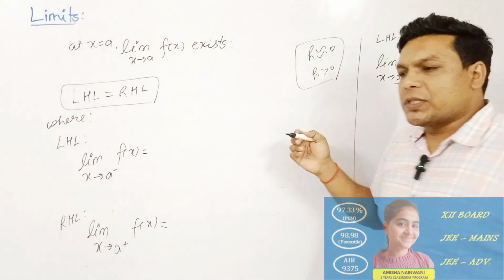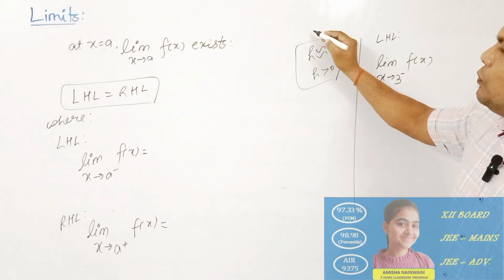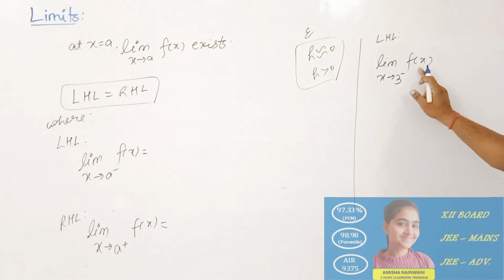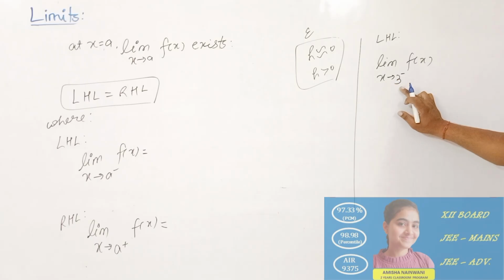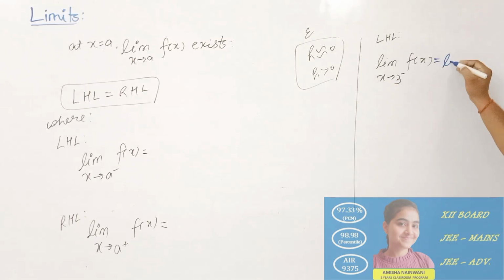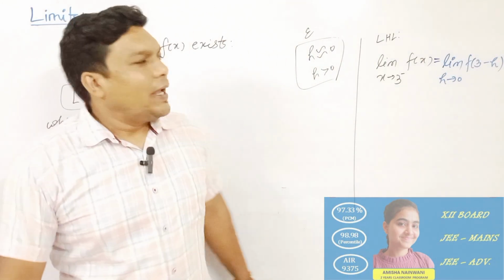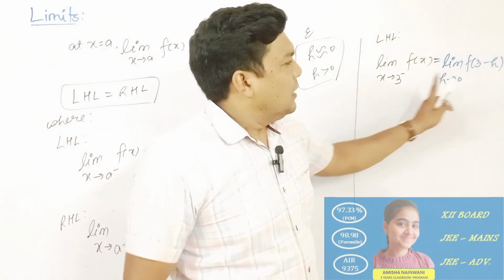In most of the books we use the concept of h, but in a few books you can also find epsilon. Okay, now what is this? Limit x tends to 3 minus f of x is the value of f of x when x is approaching 3 but from the left. It can also be written as limit h tends to 0 f of 3 minus h. Look at this carefully: limit h tends to 0 f of 3 minus h. What is this? And what is this?